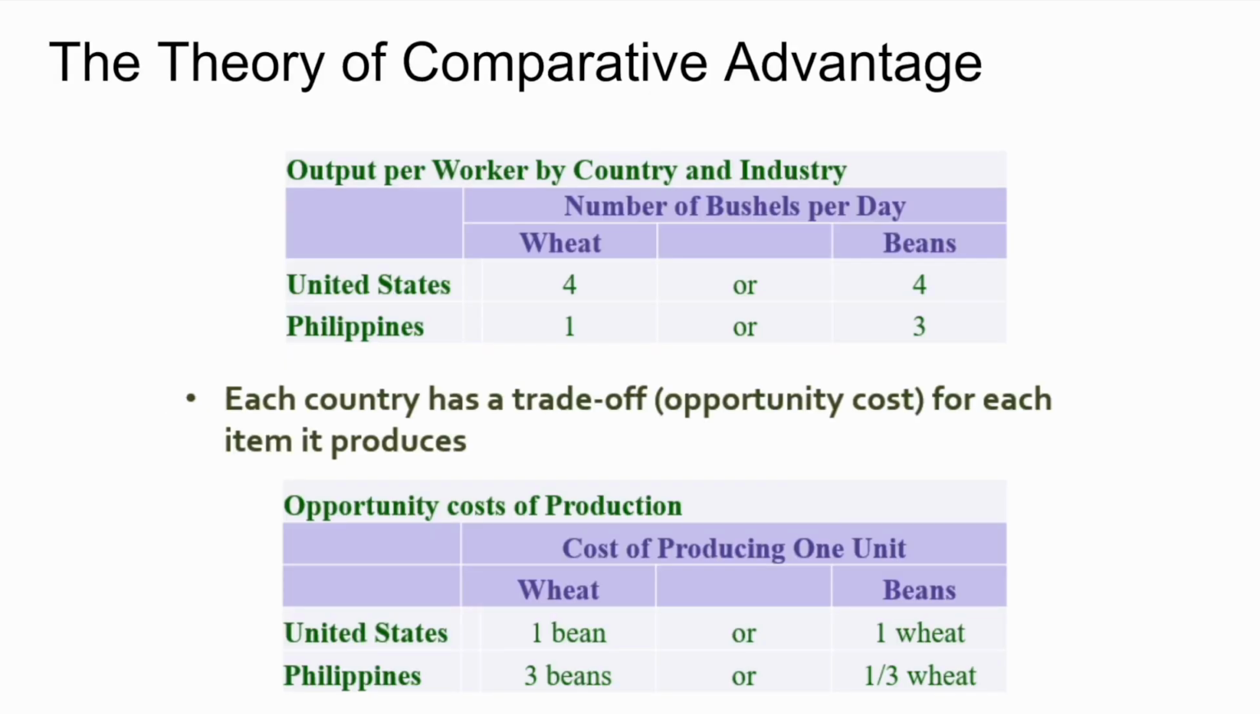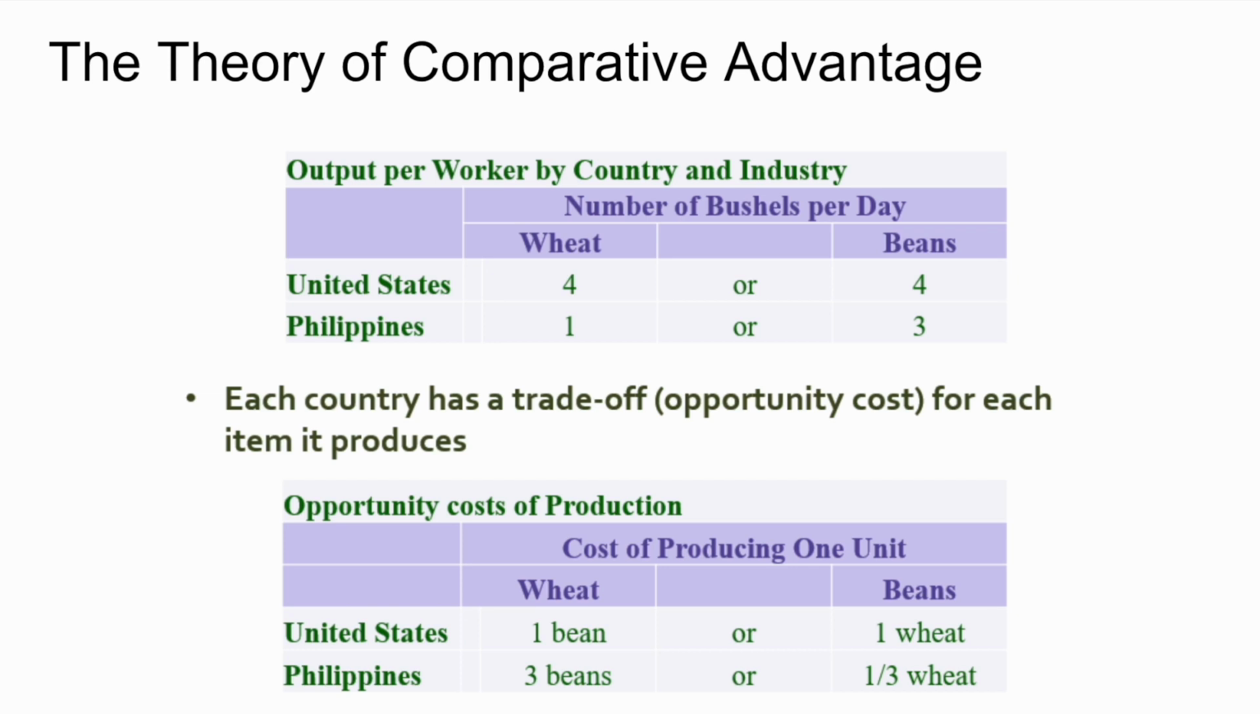So if we look at the theory of comparative advantage right here, we could think about output per worker by country and industry. So if we think in the United States and Philippines, for example, the United States could produce 4 wheat or 4 beans. So they're equally good at making both. The Philippines, on the other hand, could produce 1 wheat or 3 beans. So, you think about you put your workers focused on one or the other. It seems like it's indifferent in the United States whether they produce beans or wheat, but Philippines, certainly, they seem to have a much more advantageous setup with beans.